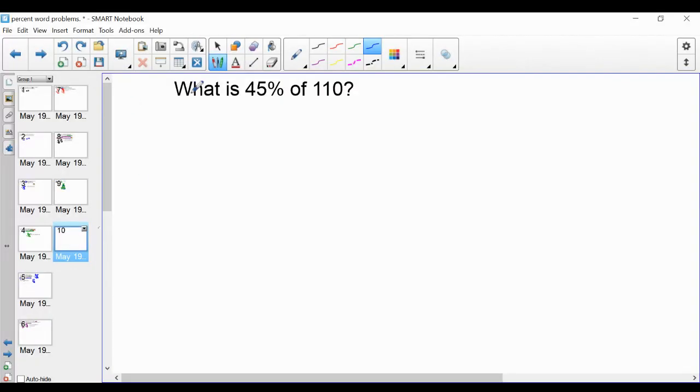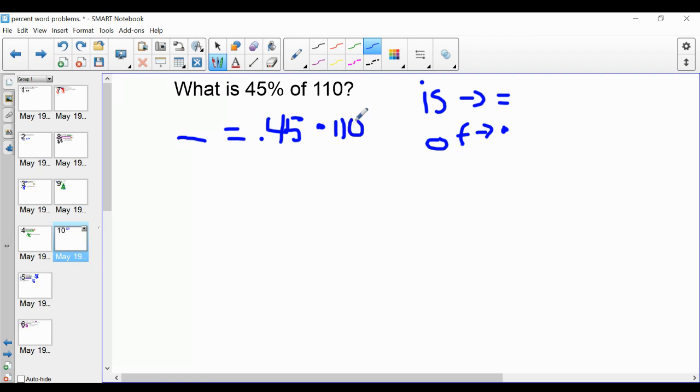Let's try another one. So remember, we have what? So is gives us equal. Of gives us times. Okay? So what, we leave it blank, is 45%, change it to a decimal, of 110. So all we're doing is multiplying those two numbers together. Okay?